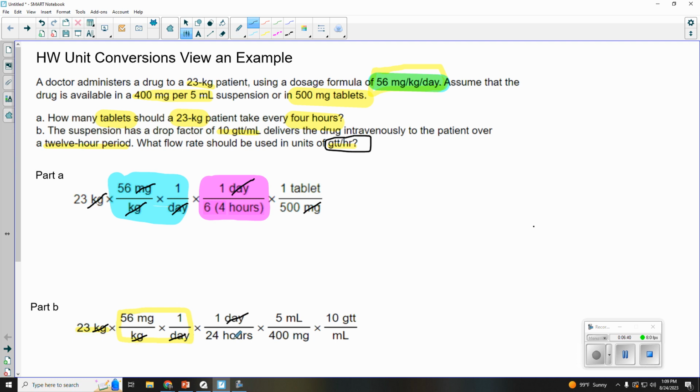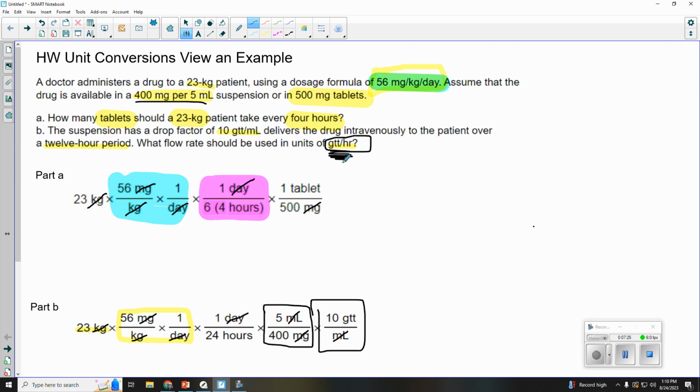And then the other piece of information that we're given is in the original problem, and that's where this 400 milligrams per 5 milliliters comes from. Now, why is the 400 milligrams on the bottom? It's on the bottom because, again, we need the milligrams and the milligrams to be opposite, diagonal from one another. And then the final step is to put this 10 GTT per milliliter there. How do we know the order? Again, we want the milliliters to cancel. And notice the only units that haven't been crossed out are the GTT and the hours. So now we know we have the right units.